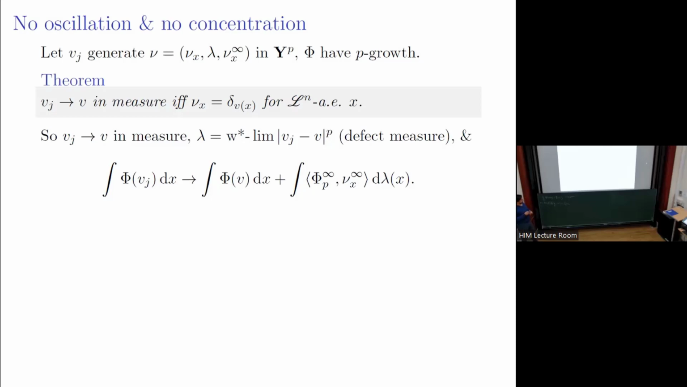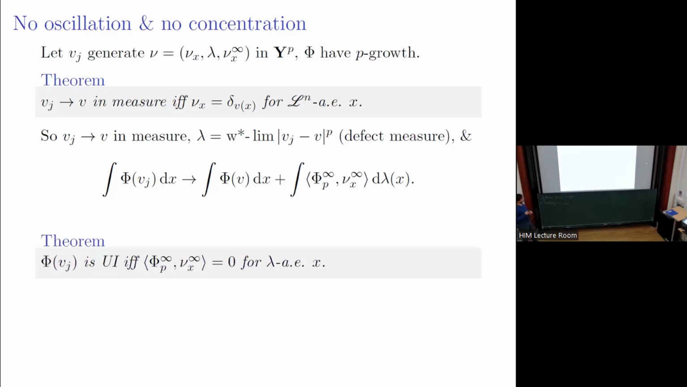And in particular, the concentration measure is the same as what you think of as a defect measure in another part of the literature. It's exactly the weak star limit of the gap of Vj failing to converge to V strongly in LP. And we get more than this. Not only do we get the defect measure, but also a statistic that tells us how the directions of concentration interact. So that's very nice and very helpful.